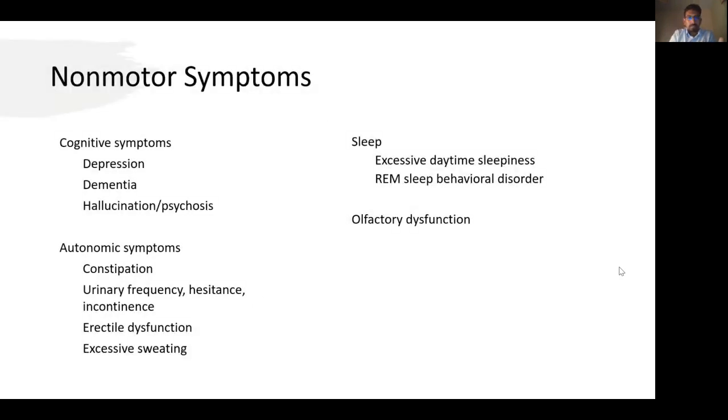Non-motor symptoms, we mostly classify in 3 or 4 groups: cognitive, autonomic, sleep problems, and olfactory. Cognitive is probably one of the most important parts of Parkinsonism. Depression, dementia, and hallucination are the top 3 causes. Autonomic symptoms include constipation, urinary problems, erectile dysfunction, and excessive sweating. REM sleep behavior disorder is again quite common, with excessive daytime sleepiness. I will not go into discussing REM sleep disorder in detail today.